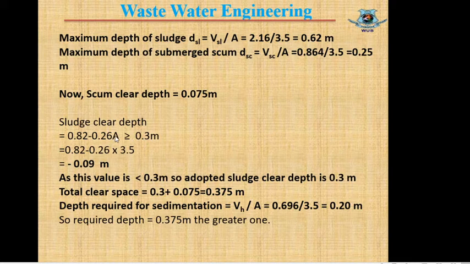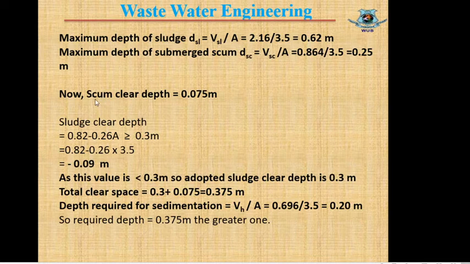Here, by replacing the area of the tank A equal to 3.5 meter square, we will get slush clear depth as minus 0.09. That means this value has gone negative. So neglect this negative sign and compare this value: 0.09 is less than 0.3, and the limitation is that the minimum value would be 0.3. So we will use the minimum one, that means our adopted value would be 0.3 meter.